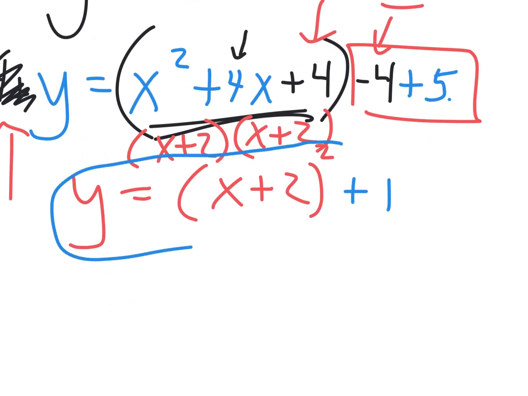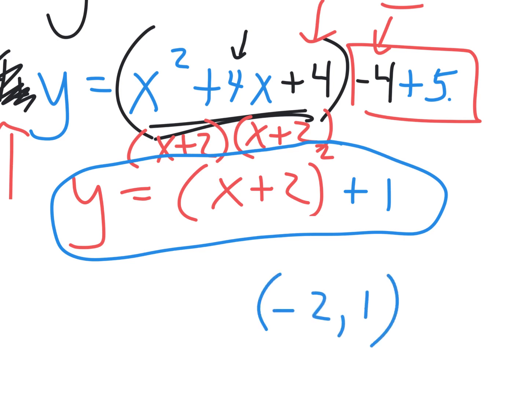This right here is the same equation but in vertex form. So now I can tell you the vertex really easy. It's negative 2 comma 1. And if you ask me for the axis of symmetry, I'd be right in my wheelhouse. X equals negative 2. Boom. Easy. Done.